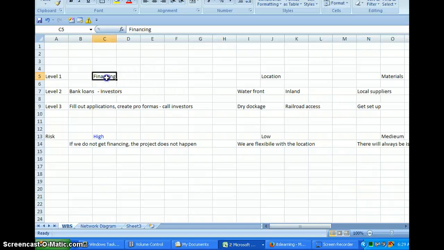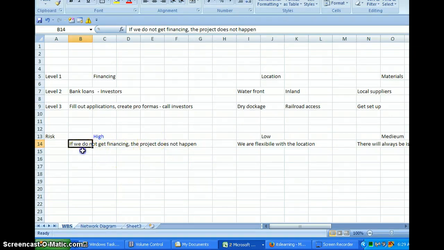So the first one we have is financing. Now there's level 2. You're going to need to get either bank loans and/or investors. Level 3, you fill out applications, create pro forma financials, and call investors. The risk level of this is high. If we do not get financing, the project does not happen.